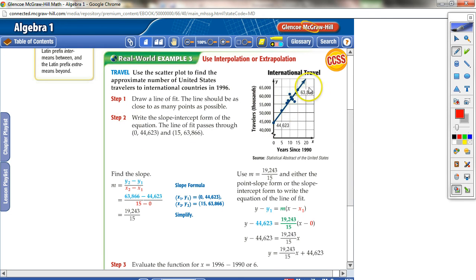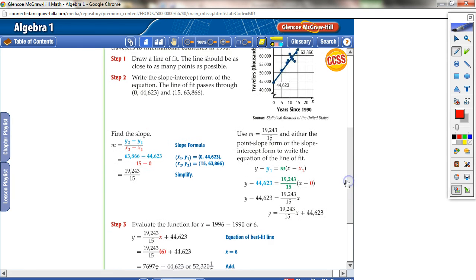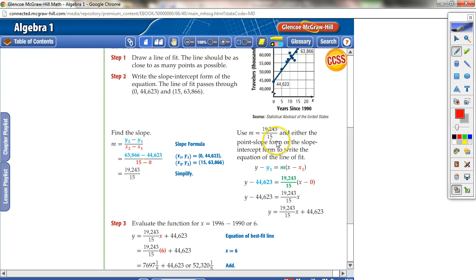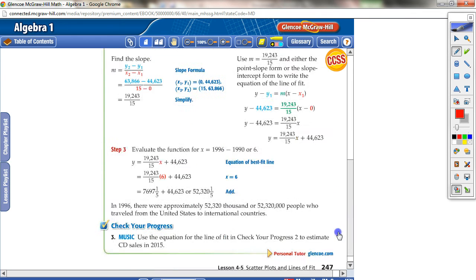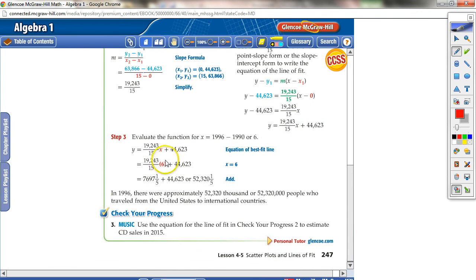Okay. So with this, you draw a line, and then with this line, you're going to find a slope using the slope equation. And then with this slope, you're going to put it in point-slope form, with 1 point, and write it in slope-intercept form. Then, of course, they're going to ask you to predict, and you use this equation to predict 6 years. So instead of x, you put 6, and that's how they made their calculations.